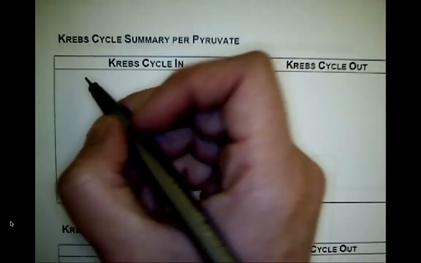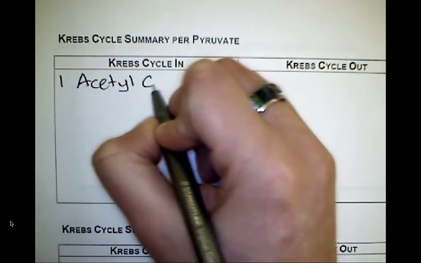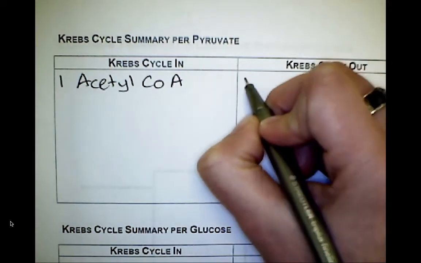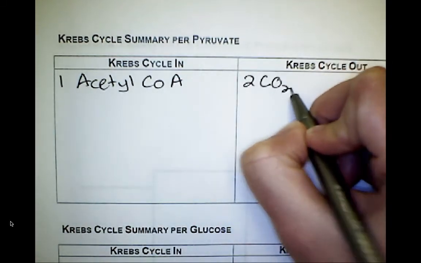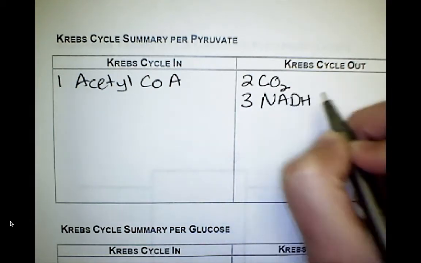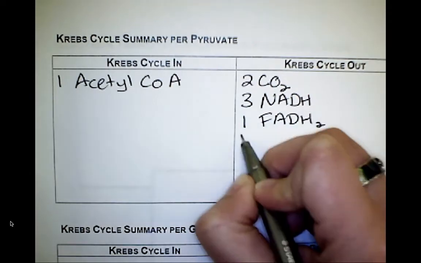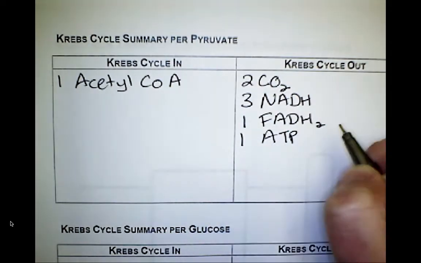So we're going to summarize the whole entire Krebs cycle, okay? So we had 1 per pyruvate. We had 1 acetyl-CoA go in. We made a couple carbon dioxides. We made 3 NADHs. We made 1 FADH2, and we made 1 ATP, okay?